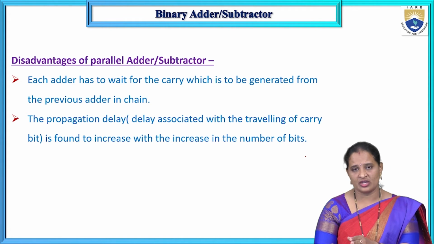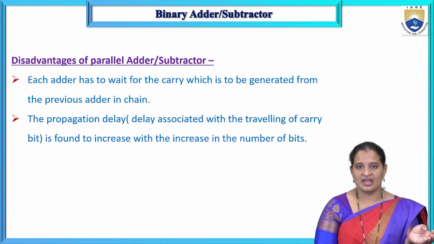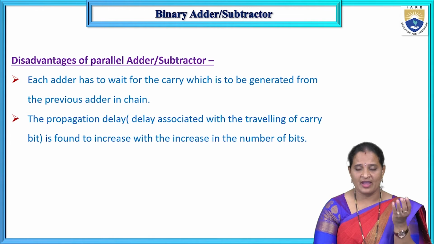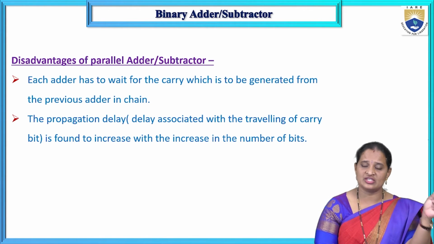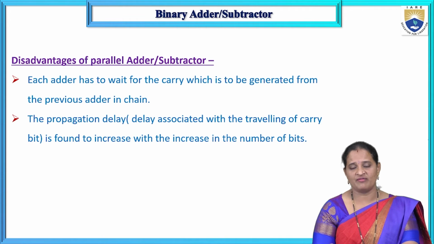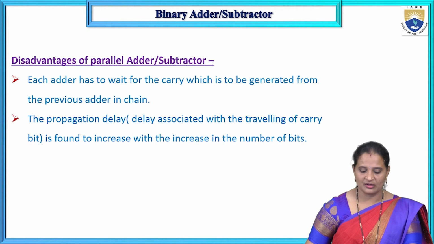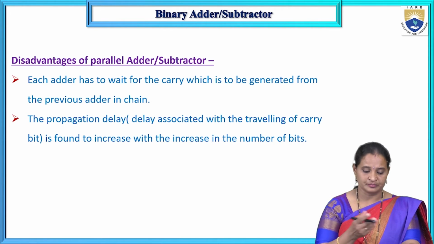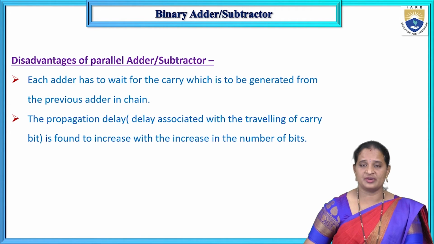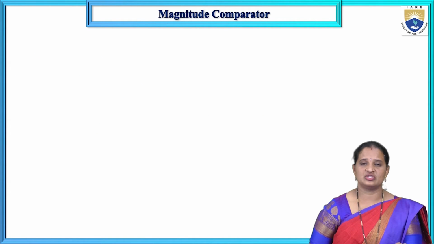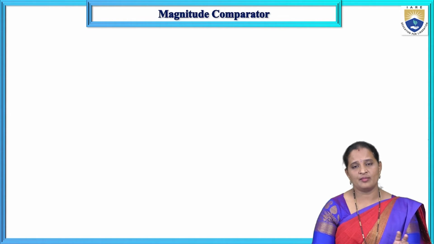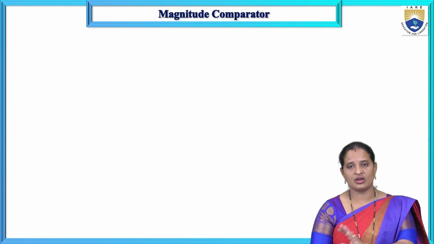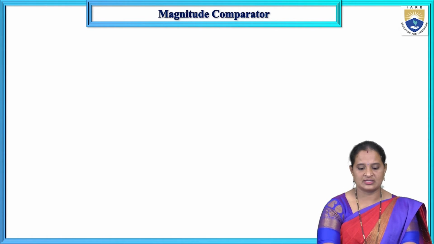As the number of bits increases, in order to get the final carry, I have to wait. The carry has to reach the last full adder section. So as the number of bits to be added increases, this propagation delay becomes disadvantageous. So that is about the serial adder, parallel adder, and binary adder or subtractor. I hope you can understand.